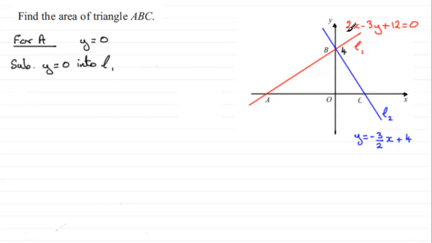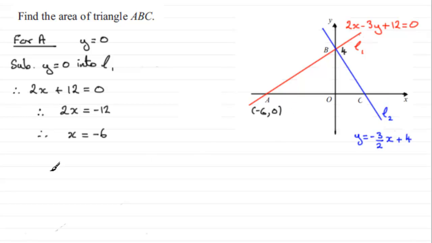Here's our equation for L1, we're going to have 2x, so therefore 2x. We've got minus 3 times 0, well that's going to be 0, plus the 12 equals 0, so plus 12 equals 0. And if we subtract 12 from both sides, we therefore have 2x equals minus 12, and divide both sides by 2, and you end up with x equals minus 6. So A has the coordinates minus 6, 0.